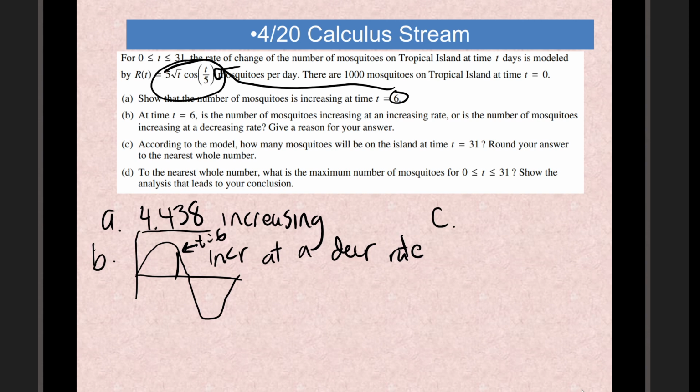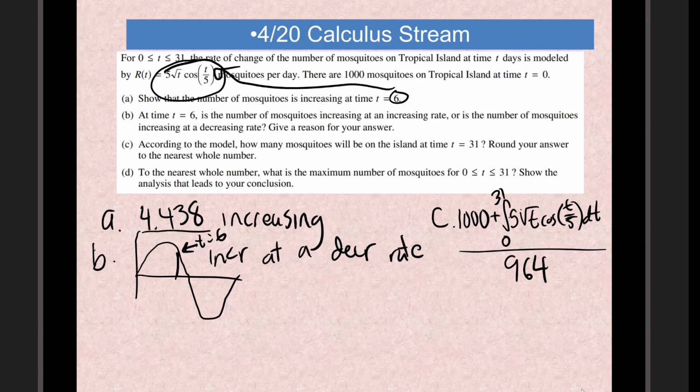For C, how many mosquitoes will be on the island? All I did was I said there are 1,000 mosquitoes at the starting time, and then my change in mosquitoes is the integral from 0 to 31 of my rate, 5 root t cosine(t over 5) dt. And if you do this integral, and you're rounding to the nearest whole number, you should have gotten that there are 964 mosquitoes at the end of this interval, at the end of the month, I assume.